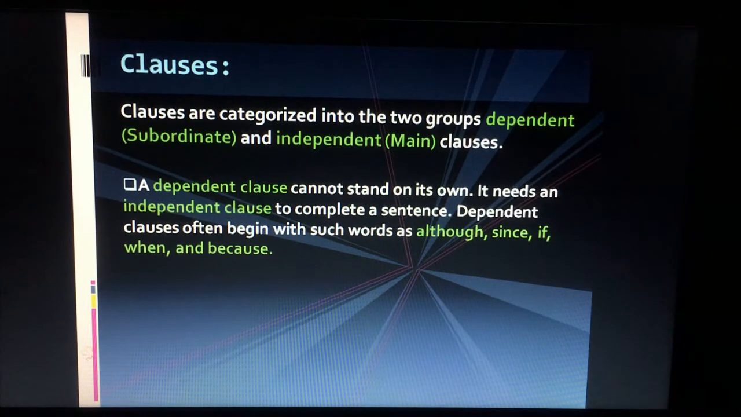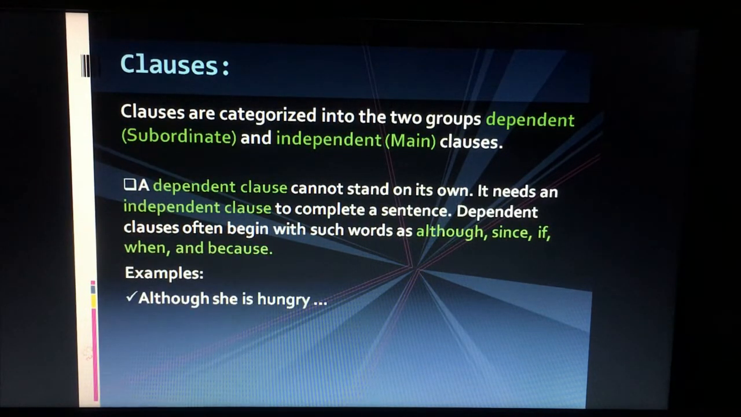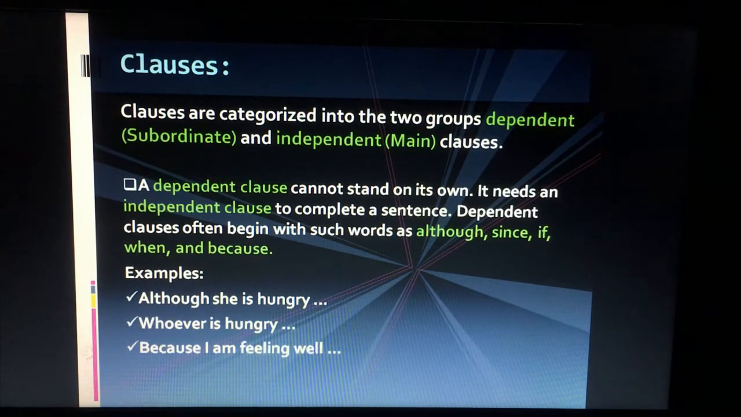Dependent clauses often begin with words such as although, since, if, when, and because. To identify a dependent clause easily, you can first look for these words in the sentence: although, since, if, etc. This is the tip. Example C: Although she is hungry. Another one: Whoever is hungry. Another one: Because I am feeling well.